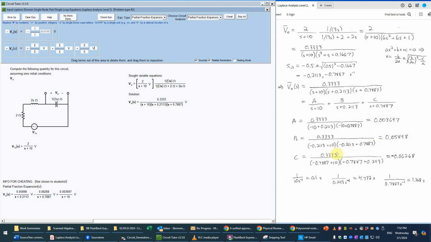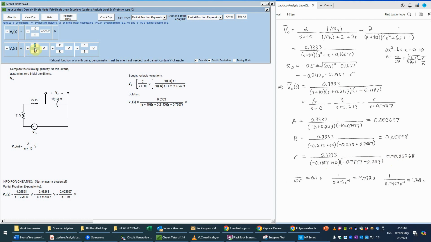So now we have the 0.3333 divided by, again, now it's going to be the minus 0.7887 plus 10, and same thing in here. And then this term's gone. So then we just, again, evaluate that. This time it's negative 0.06268. So we've completed that, and now we know what to enter here. So we'll just go and put in the numerator.